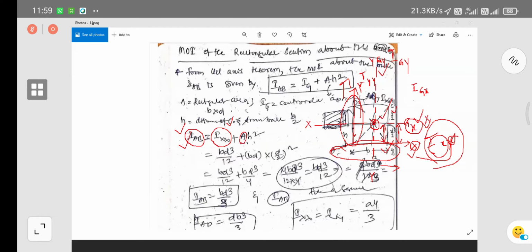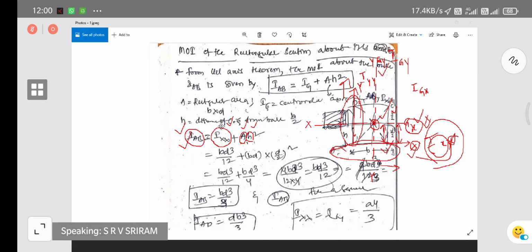That area should be multiplied with the square of the distance between the parallel axes. Whatever the distance is, if the height is h, then h by 2 is the total distance between those two parallel axes. If the total is d, then you get d by 2. So if I have taken it as d, it is replaced with d by 2.